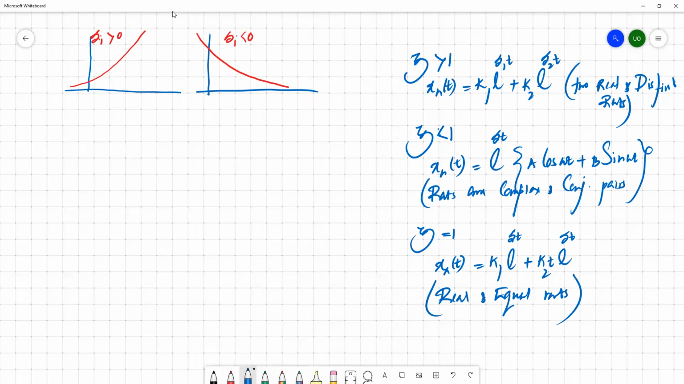The next one: if you have theta less than 1, what happens to the solution?